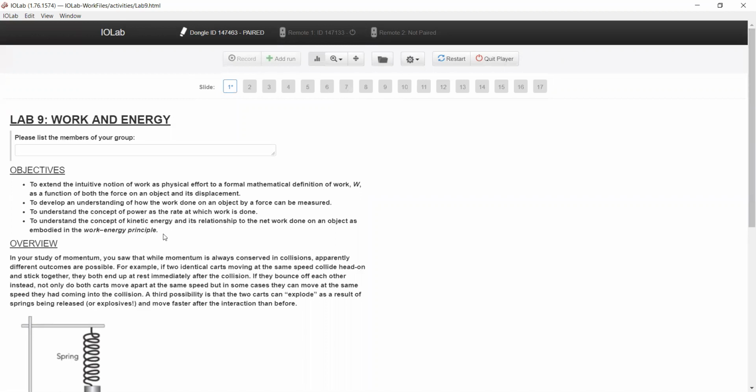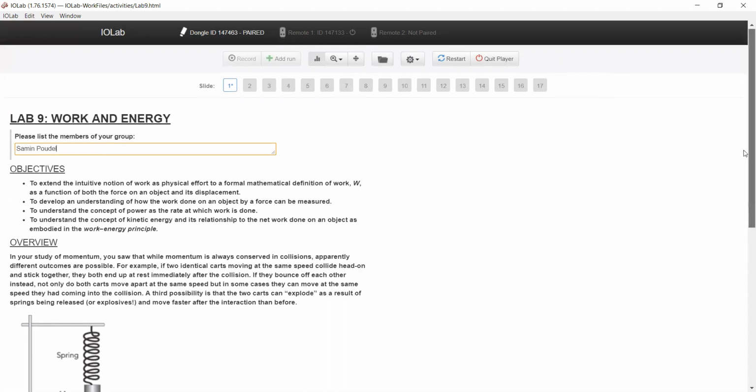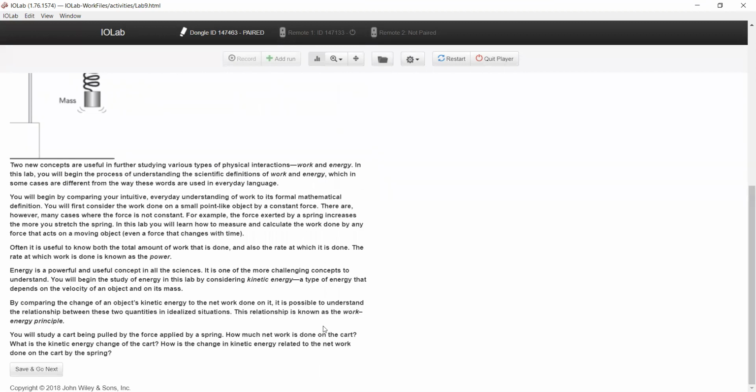We go and read through this one. You can write your name and move on. Do not forget to click on save and go next at the bottom of the slide when you are done. Okay, done with the slide. You can write your name, and I've already connected the dongle.